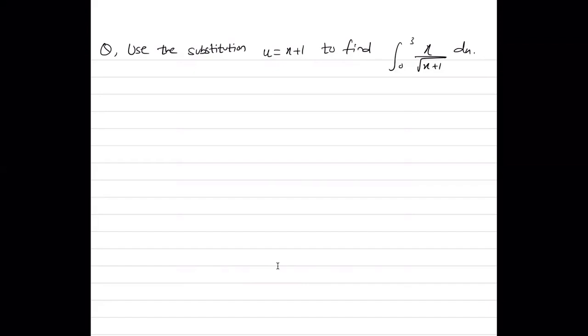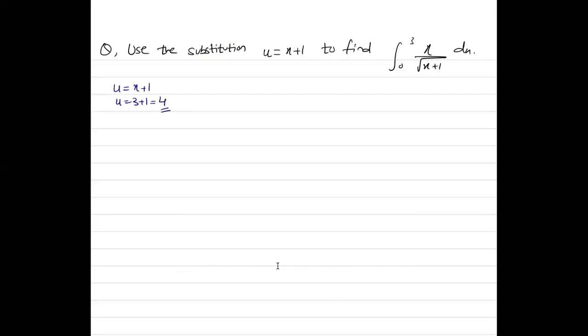Okay, so if u is equal to x plus 1, and when x is 3, when the upper limit is 3, u comes out to be 4. That's the upper limit. When x is 0, u comes out to be 1. That is the lower limit. The rest of the working is going to be the same.